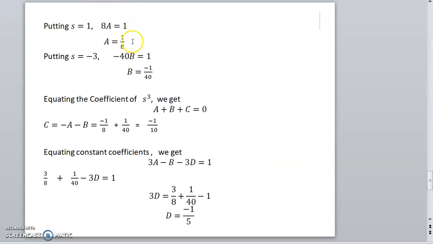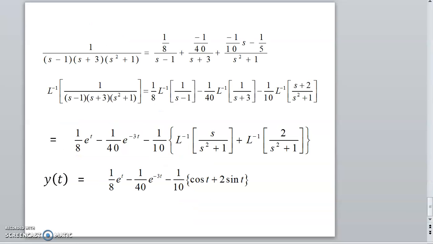Putting s equal to 1, we get a equal to 1 by 8. Putting s equal to minus 3, we get b equal to minus 1 by 40. c equal to minus 1 by 10. Equating constant coefficients, we get d equal to minus 1 by 5. The above fraction 1 divided by s minus 1, s plus 3, s squared plus 1 can be written with a as 1 by 8, b as minus 1 by 40, c as minus 1 by 10 and d as minus 1 by 5.